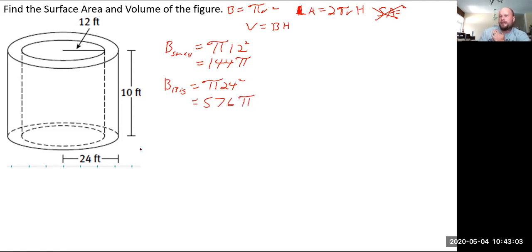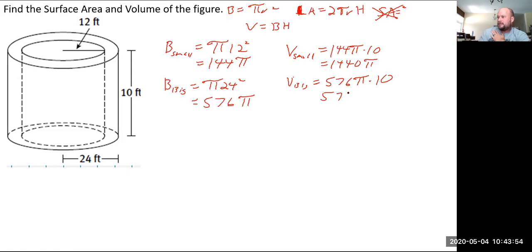Now, let's do volume. I'm going to do volume first because that's going to be the easiest one to do. If I do volume of the small, we're just taking big B times H. Well, big B for the small one was the 144. And then H was 10. So the volume of the small one is 1,440 pi. For the volume of the big one, same idea. You have the 576 pi times the height, which is still 10. So that's 5,760 pi. So the volume of the overall shape, it's supposed to be a V, just subtract them.